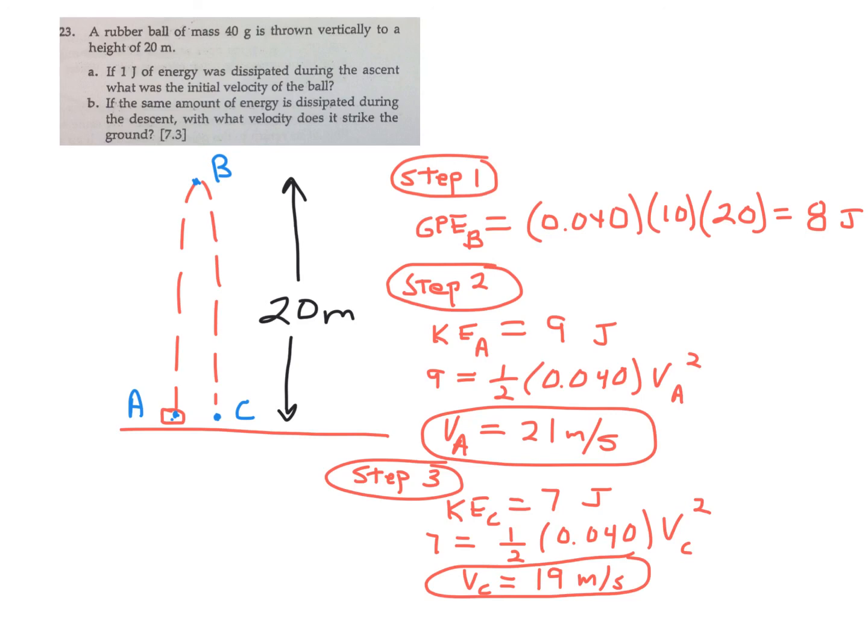And once again, just plug into the kinetic energy formula and solve for the velocity at point C, which is 19 meters per second. If there was no air resistance, the ball would come back to that same location at the same speed it was launched at. But now it's slightly less because of losses due to air resistance.